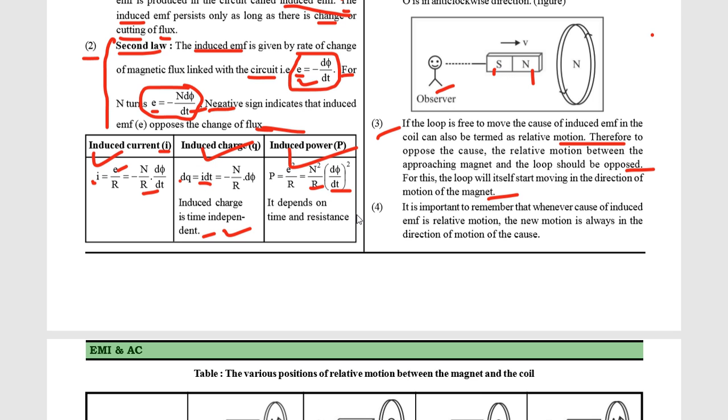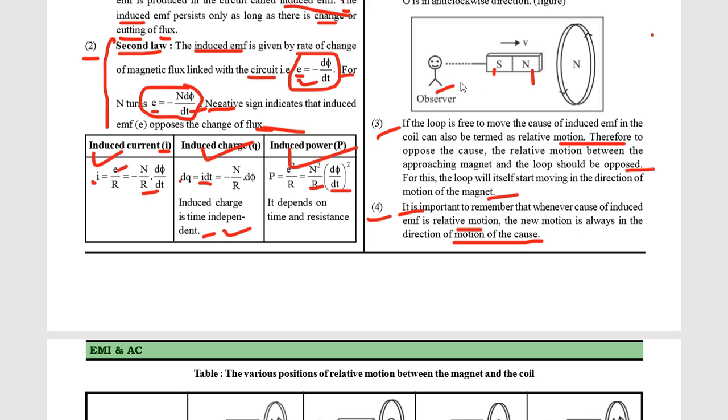Fourth point: it is important to remember that whenever the cause of induced EMF is relative motion, the new motion is always in the direction of motion of the cause. So this one is very important. It is important to remember that whenever the cause of induced EMF is relative motion, the new motion is always in the direction of motion of the cause. So this one is very simple.